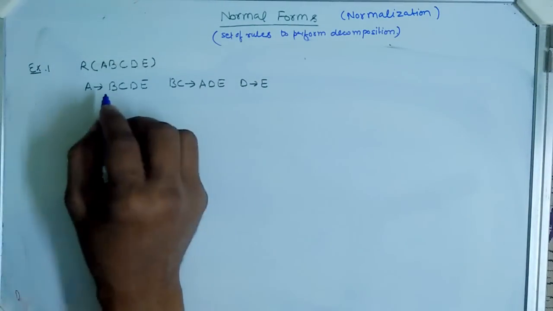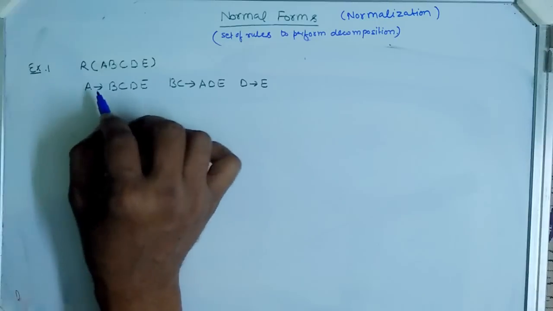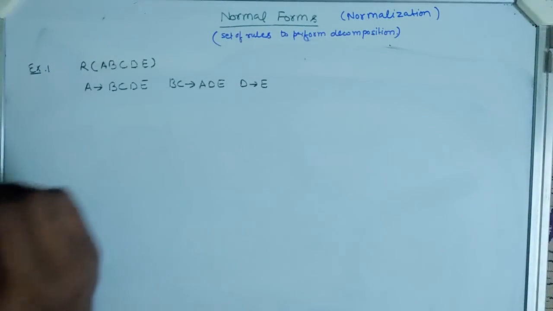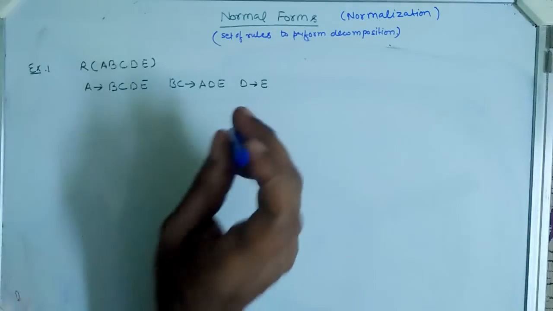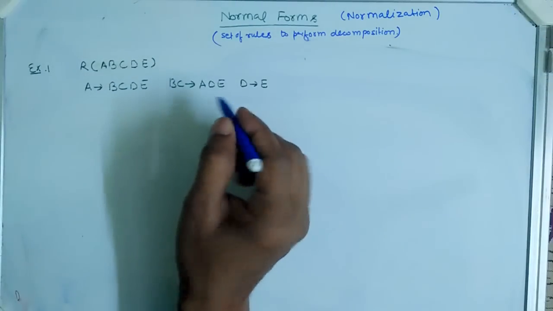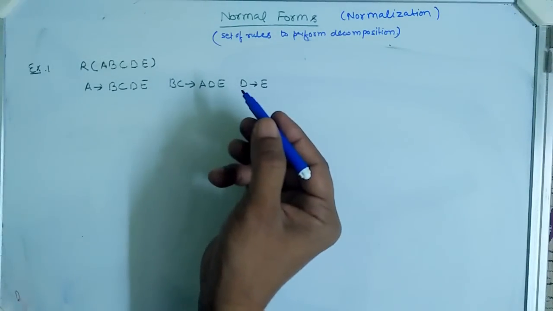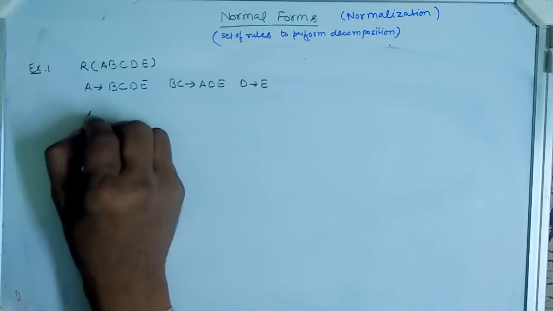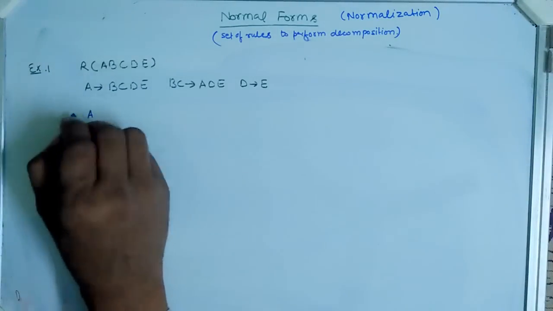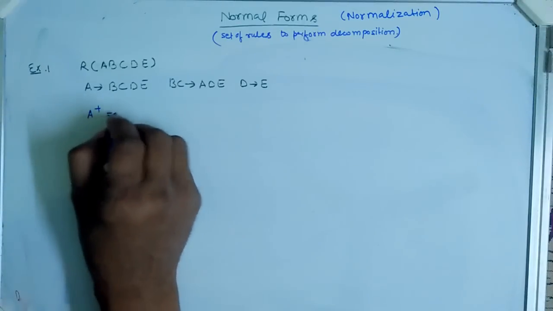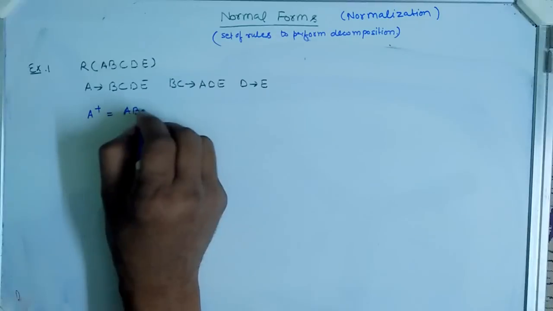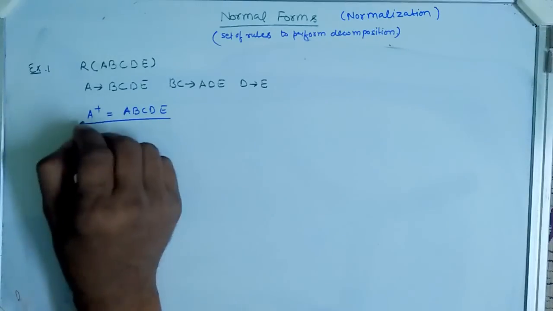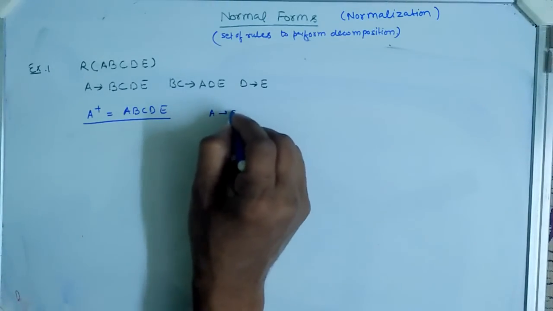To check whether this relation is in third normal form, first you need to check whether it is in second normal form or not, and for that you need to check the partial dependencies. Partial dependencies means you have to check for the candidate key here. If you want, you can check the A closure here. So A closure will give you A, B, C, D and E, which clearly indicates that A is a candidate key here.